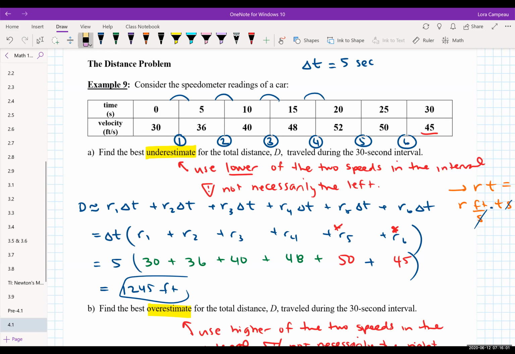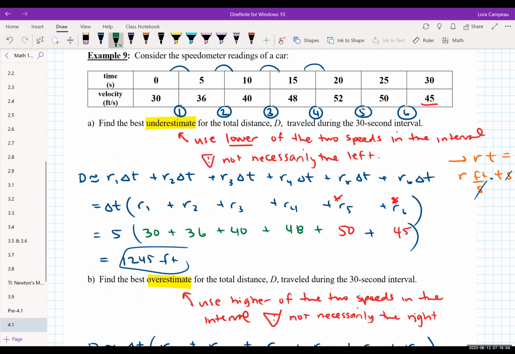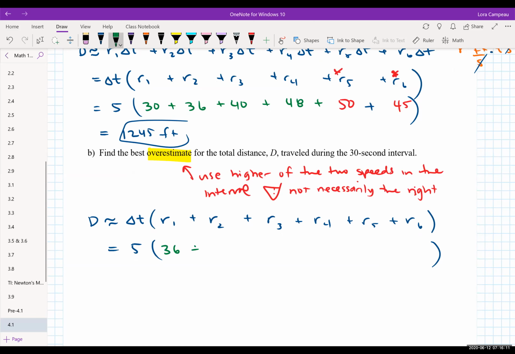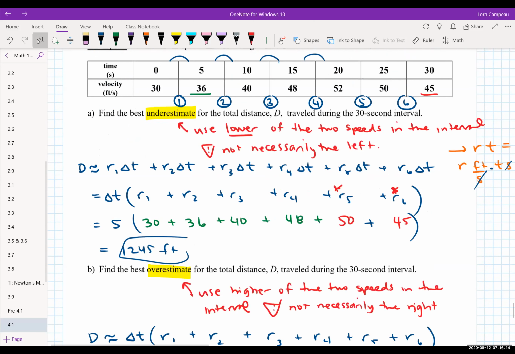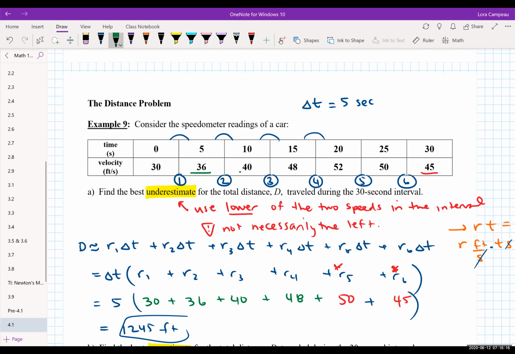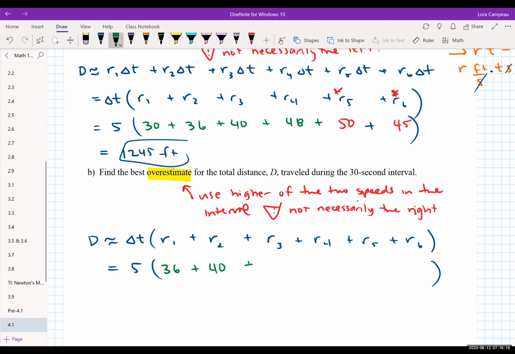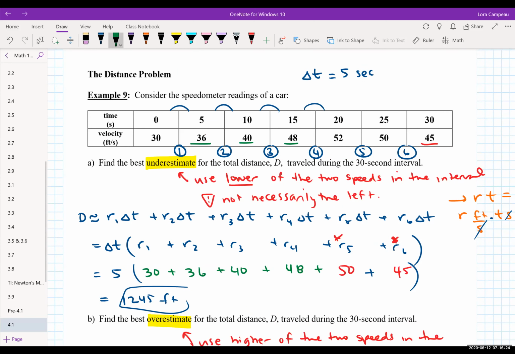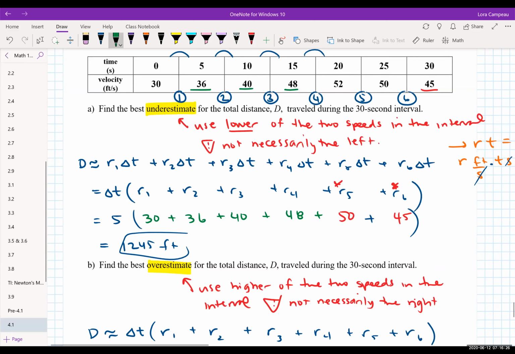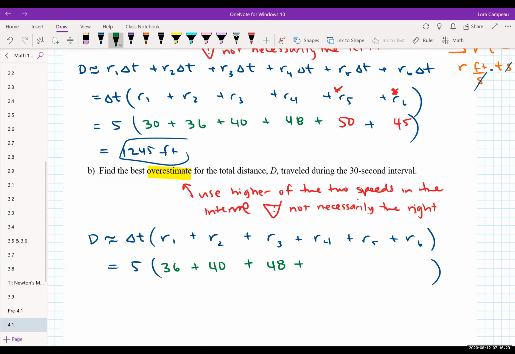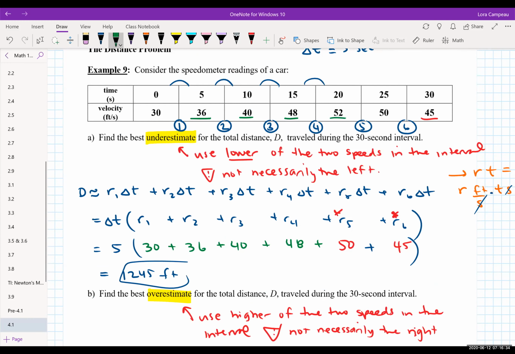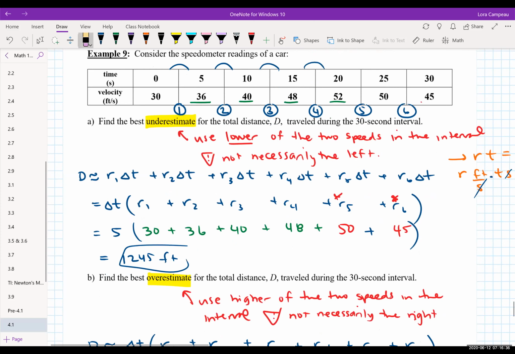We are overestimating. So interval 1, we're going to use 36. No problem there. Interval 2, between 36 and 40, we're using 40. So you're like, okay, it's still the right endpoint. Interval 3, between 40 and 48, we're still using the right endpoint, which is 48. Interval 4, between 48 and 52, we're still using 52. I'll erase that other one, I didn't have that. So 52.